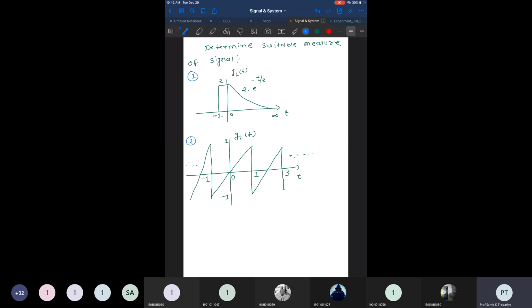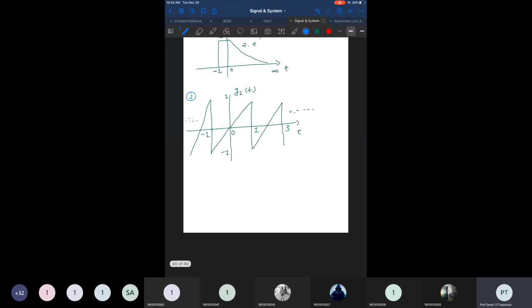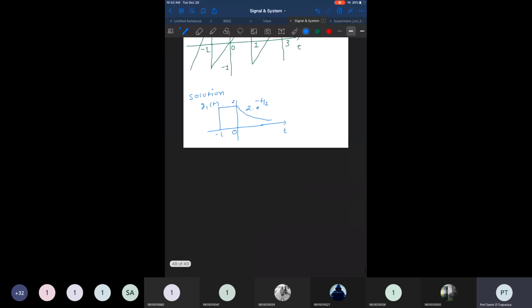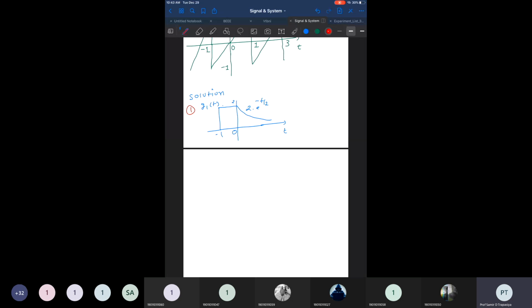First, let me know what about the first signal. What is the true measure, energy or power? Is this first signal an energy signal or a power signal? We can start with the first. The solution for the first signal: I draw it again over here. This is e raised to minus t, its amplitude is 2, and this is -1, 0, and that is t. Now is this signal an energy signal or a power signal? Energy signal, right?